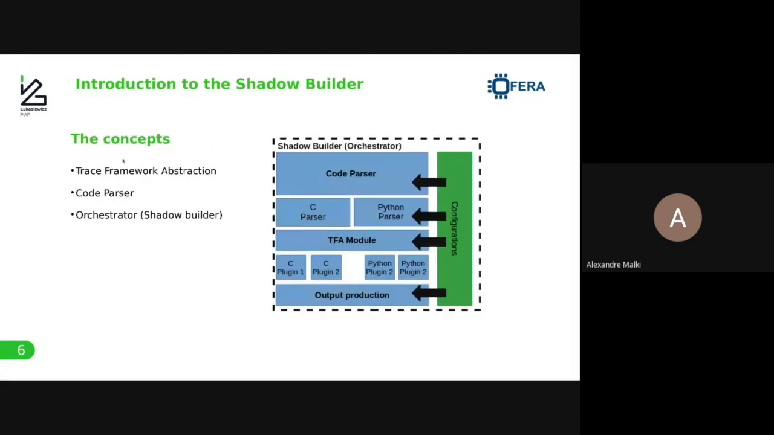So here are the concepts. The Shadow Builder is more or less like an orchestrator, ordering what to do and in what order. We have the code parser, with different types for C and Python. There's the trace framework abstraction that allows you to develop your own plugins or reuse plugins that have already been developed. Of course, all of these are configurable, and the output is compilable and provides you the instrumented code with the different elements that you want to benchmark.